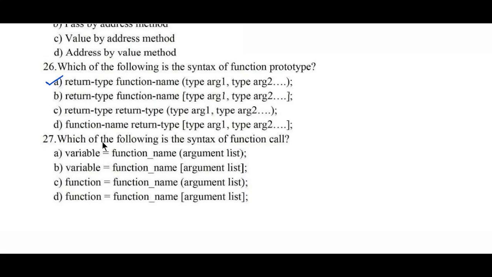Question number 27. Which of the following is the syntax of a function call? Option A, variable is equal to function name inside the round bracket argument list. B, variable is equal to function name inside the square bracket argument list. Option C, function is equal to function name inside the round bracket argument list. D, function is equal to function name inside the square bracket argument list. Here the right option is A, variable is equal to function name with the argument list inside the round brackets.